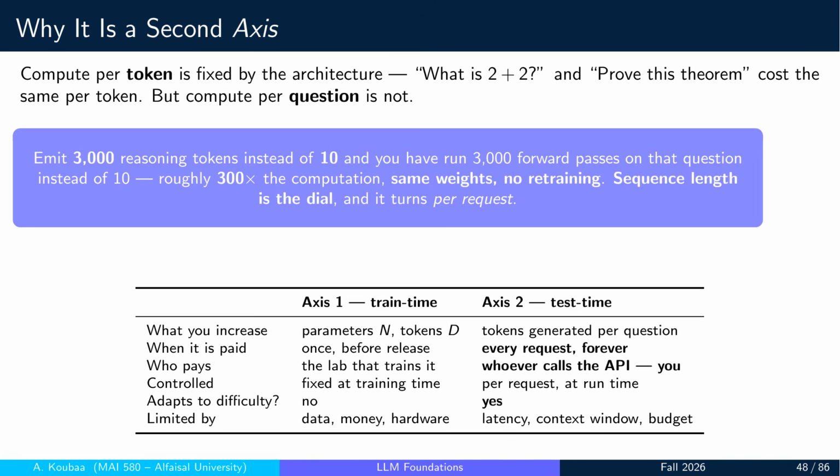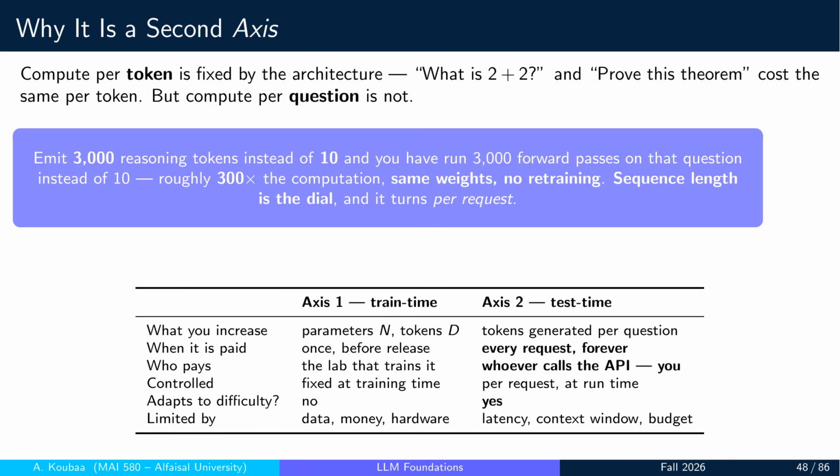Now, let us see why this is genuinely a second axis, and not just another way of describing the same thing. Start with the sentence at the top. Compute per token is fixed by the architecture. "What is 2 plus 2" and "prove this theorem" cost exactly the same per token. But compute per question is not fixed.